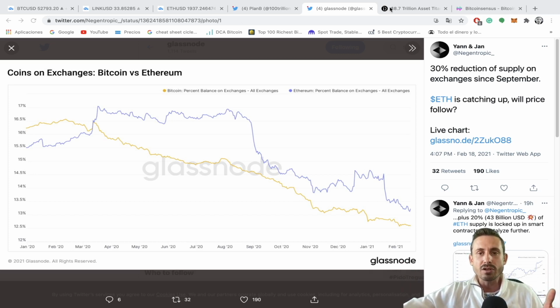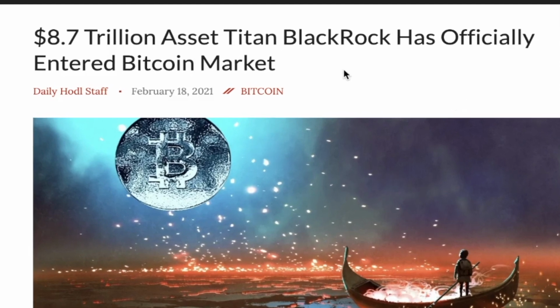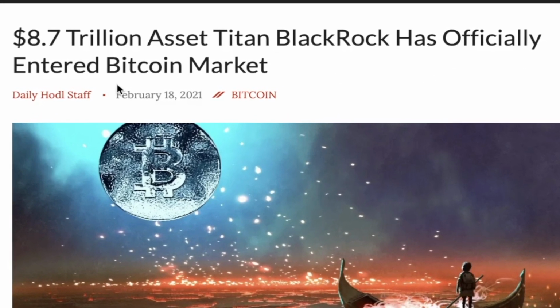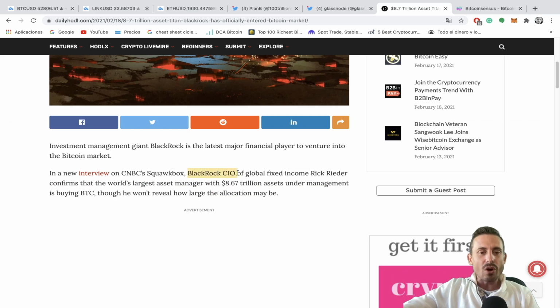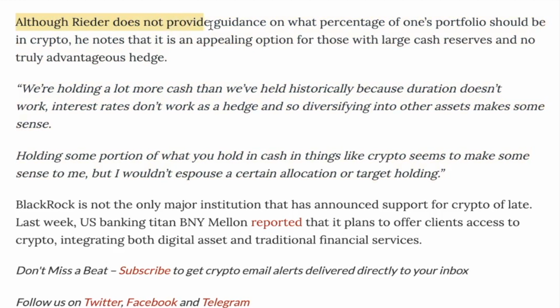Taking a look at the news today, $8.7 trillion asset titan BlackRock has officially entered the Bitcoin market. BlackRock CIO of Global Fixed Income Rick Rieder confirms that the world's largest asset manager, with $8.67 trillion assets under management, is buying BTC, though he won't reveal how large the allocation may be. Although Rieder does not provide guidance on what percentage of one's portfolio should be in crypto, he notes that it is an appealing option for those with large cash reserves and no truly advantageous hedge.